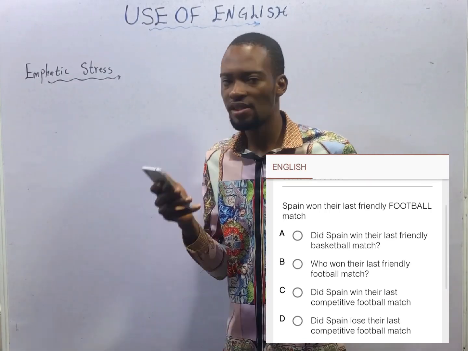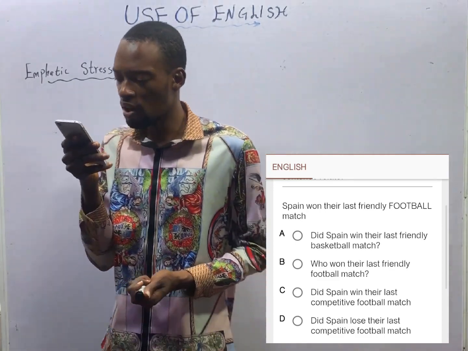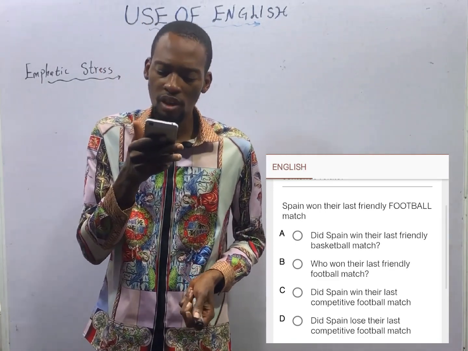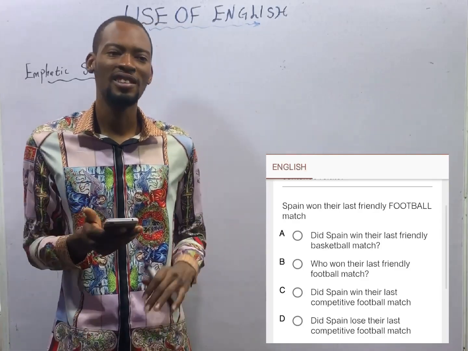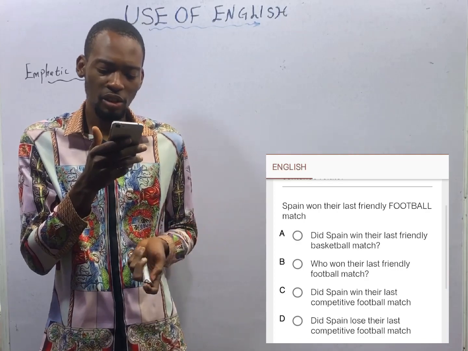Spain won their last friendly football match. Option B, there is football. Option C, there is football. Option D, there is football. They are automatically wrong. So, option A is the correct option.